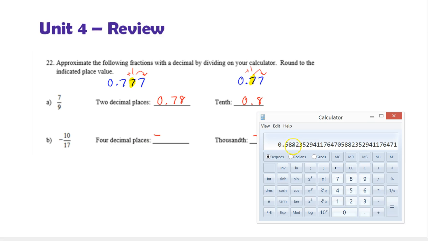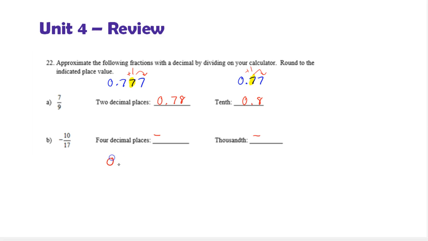So 58823, that's all I need. Okay, so 58823. So I want to round to 4. I needed the 5 to see if I round up or round down. Since this is less than 5, I round down. So I just drop this number and I don't change this number. So it's negative 0.5882.